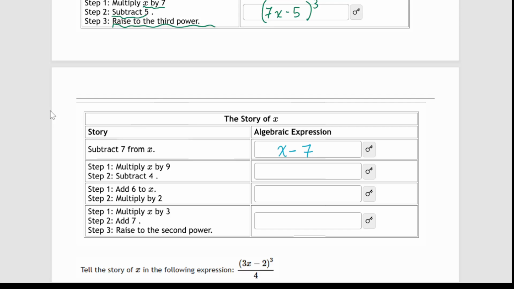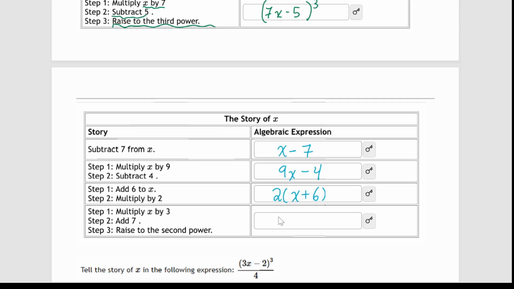For the next one, multiply x by 9. Okay, so we're going to do 9x, and then subtract 4, so minus 4. For the next one, it says add 6 to x, and that is first, so I'm going to go ahead and put that in parentheses to indicate, hey, in terms of order of operations, do this first. Then it says multiply by 2, so I'm going to go ahead and stick a 2 on the outside.